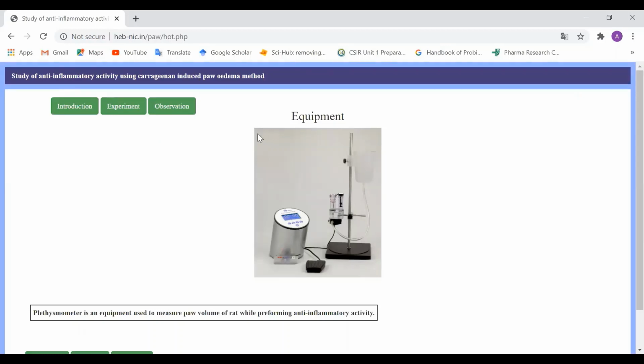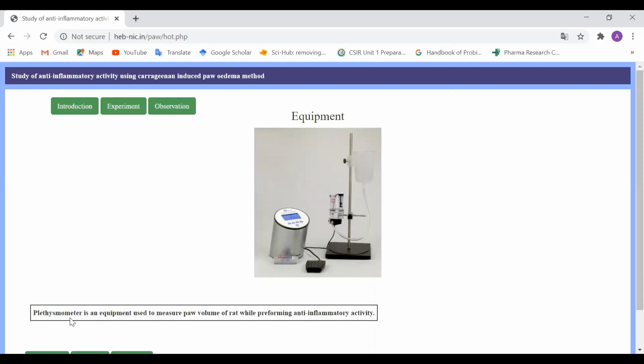The equipment used for this method is known as plethysmometer. It is a micro-controlled volume meter, specially designed for accurate measurement of rat or mouse paw swelling. It is a very useful tool to evaluate the inflammatory response experimentally in small rodents and to screen potential anti-inflammatory and or anti-edema property of pharmacological substances.